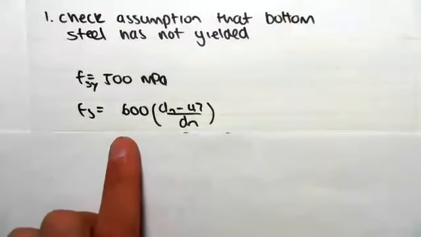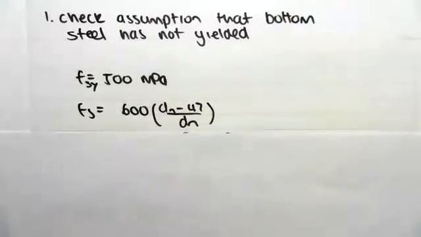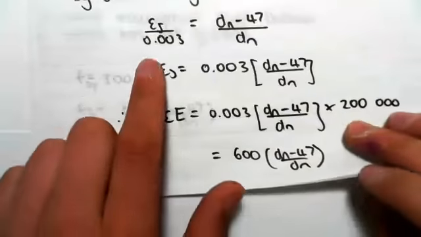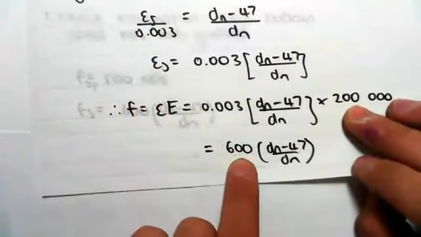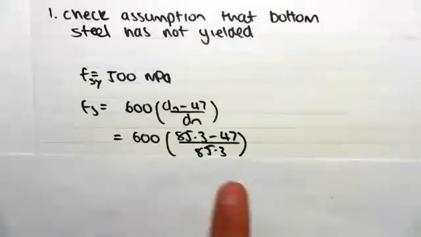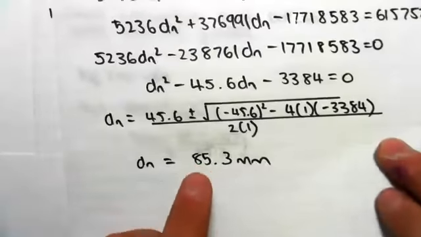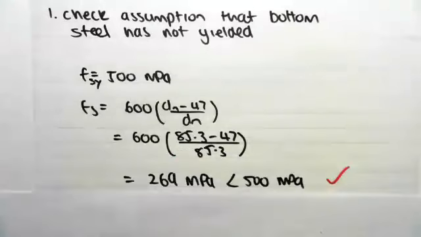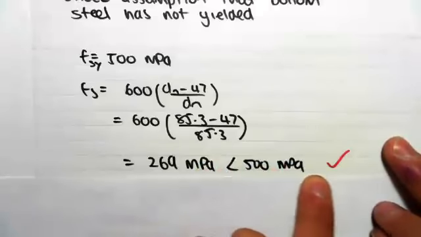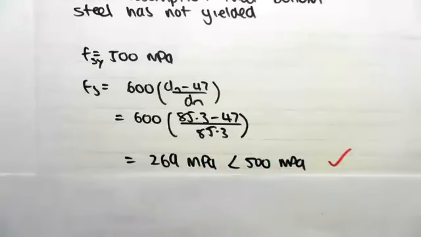We can now work out that the stress in the steel was given by this formula here. We went from strain to stress of our steel, where the stress in the steel was 600 outside of dn minus 47 on dn. I just rewrote that formula over there. Subbing in for dn, which we just found to be 85.3, and solving this, we get that the stress in our steel is 269 MPa, which is less than the yield stress, which means our assumption is correct. So our assumption that the steel in the bottom hadn't yielded, that it was elastic, is true. So we can move on. It's good that we've shown that assumption.